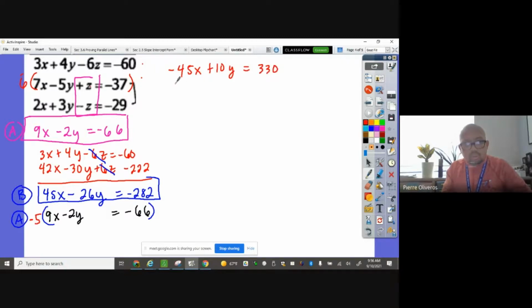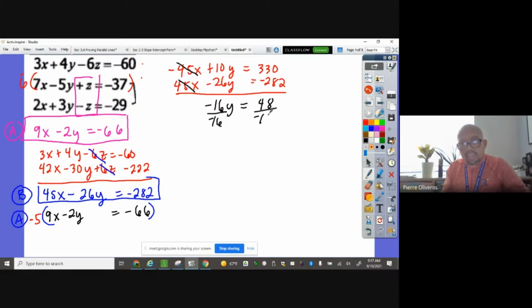Then I'll put equation B together with that: 45x minus 26y is equal to negative 282. Now you can see that I can cancel this, and that's the idea of elimination. Get the additive inverse. This will be negative 16y is equal to 330 minus 282, which is positive 48. Divided by negative 16, that should be 3. Y is equal to negative 3.